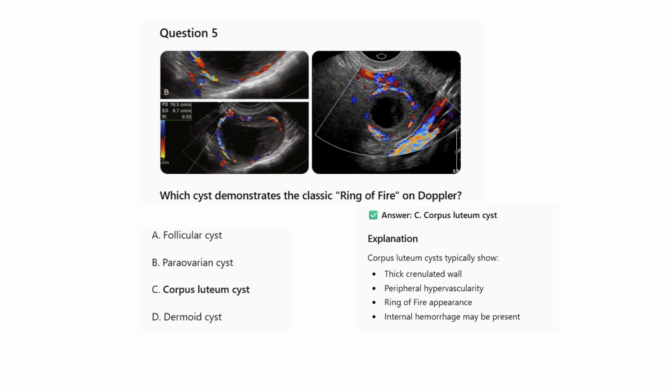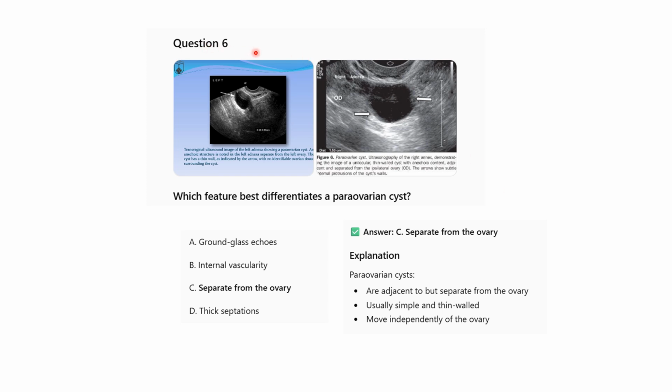Question number 6. Which feature best differentiates a para-ovarian cyst?